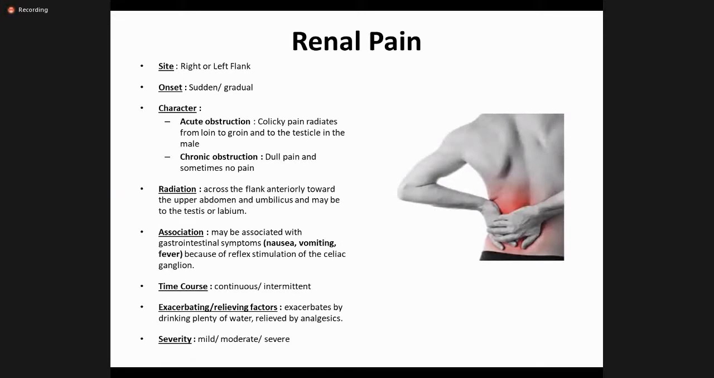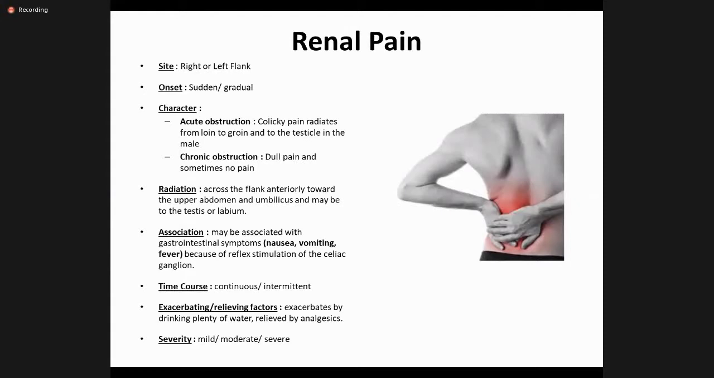And if it is due to chronic obstruction, like a chronic stone, the pain could be dull and sometimes no pain. The pain radiates across the flank anteriorly towards the upper abdomen and umbilicus and maybe to the testis or labium. It is associated with gastrointestinal symptoms. If the patient comes with a ureteric stone, the symptoms are right flank pain, which will radiate from loin to groin, and it is associated with nausea and vomiting, or, if the stone is infective, it can cause fever. The nausea and vomiting is because of the reflex stimulation of the celiac ganglion.